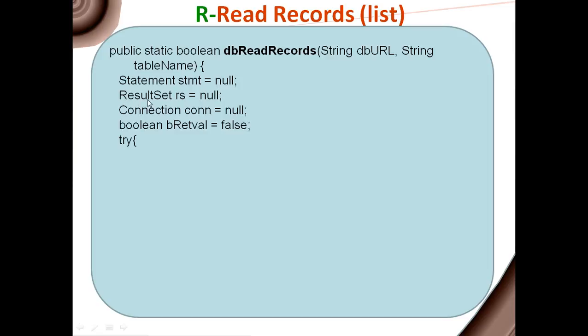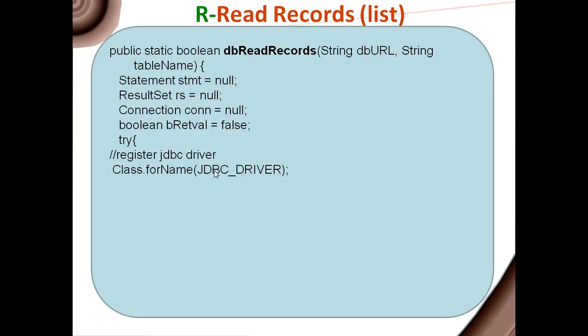Then ResultSet is again a class that is provided as part of this package, that is java.sql. Then Connection is again a connection object. We will be using it later. So connection con, we have created a reference which is null, and then we are going to use a flag which is a boolean, which will decide whether the method should return true or false. Essentially it's the return value that will be decided by whether the reading of records is successful or not. So this is the read records. Please note this records. Let's go with the code now.